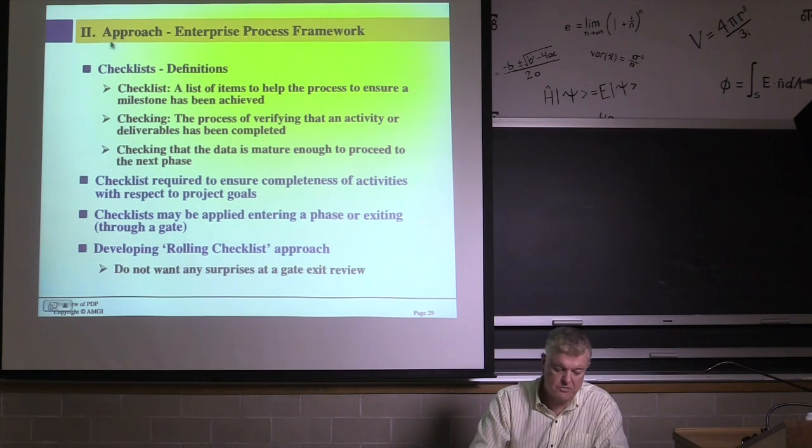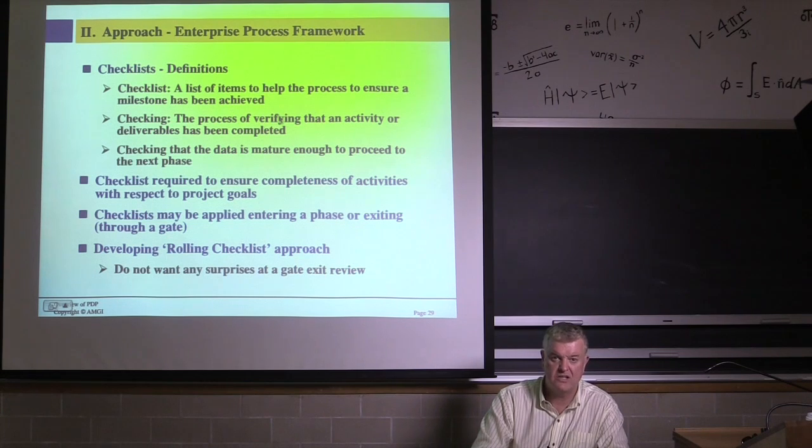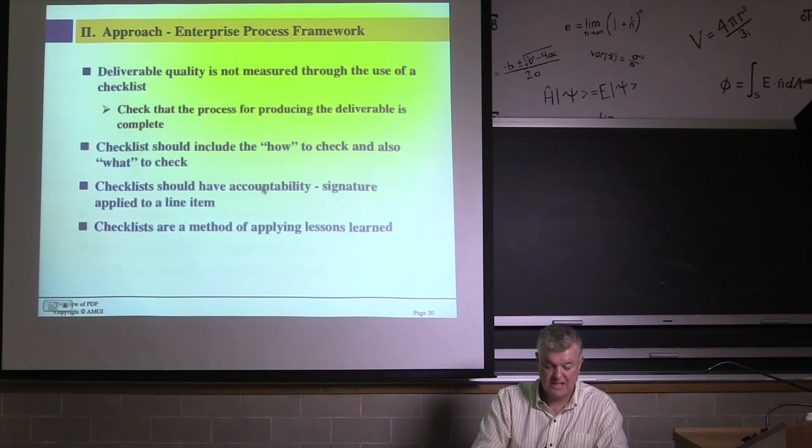Now at each milestone there was a series of checklists, a list of items to help the process assure the milestone has been achieved. It is the process of verifying that an activity or deliverable has been completed. So I'll just show you an example.